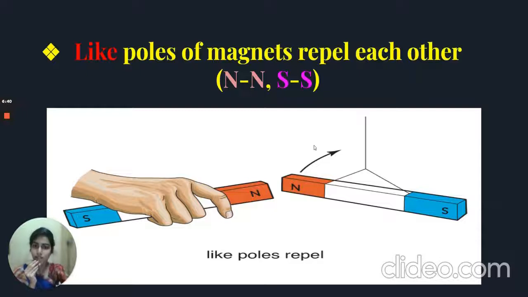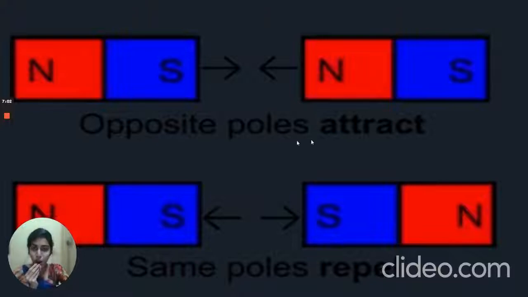Same way, if a South Pole and South Pole of two magnets are brought near each other, will they get attracted? No, they will not get attracted. They will move away or repel from each other. So, in the previous slide, you saw how unlike poles attract each other, and here you saw how like poles of magnets repel each other. As a summary, opposite poles will attract and same poles will repel. I'm sure all of you understood the two properties of attraction and repulsion of magnets.